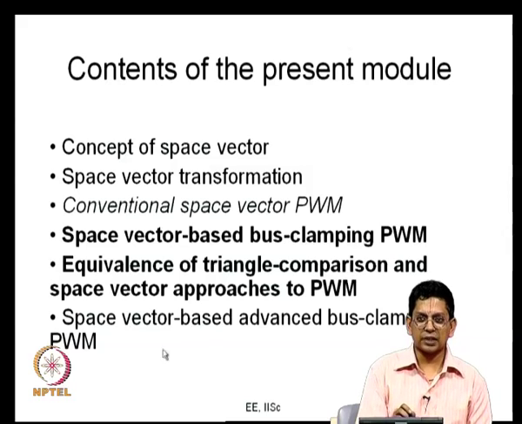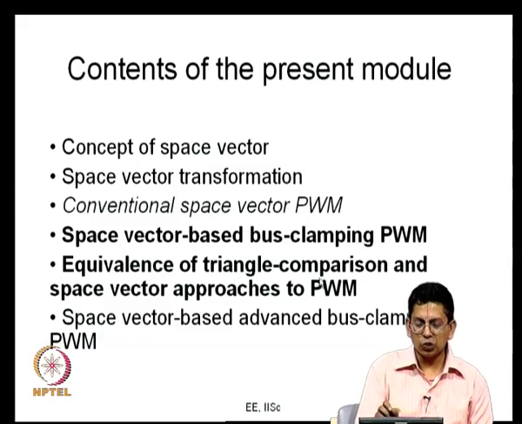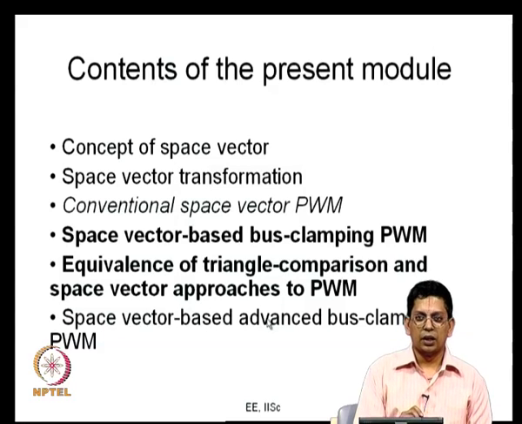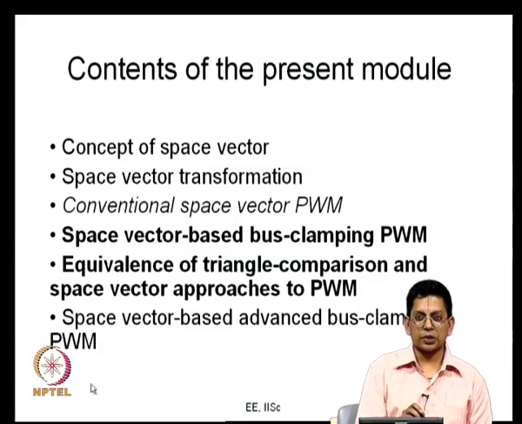Even in the last lecture we slightly saw that in the context of conventional space vector PWM. Today, in the context of both conventional space vector PWM and the so called bus clamping PWM, we will see the equivalence between these two approaches, that is the triangle comparison approach and the space vector approach. In the next lecture we would hopefully look at space vector based advanced bus clamping PWM.